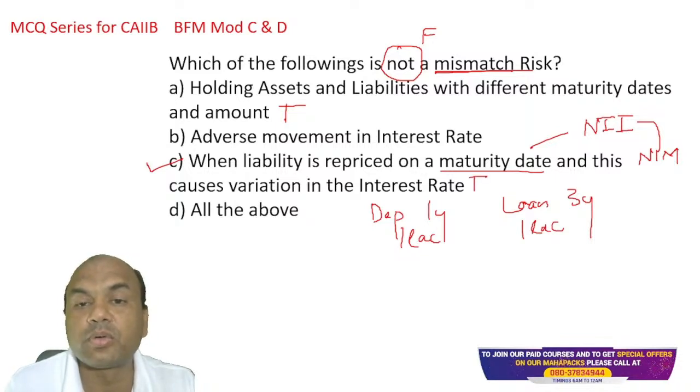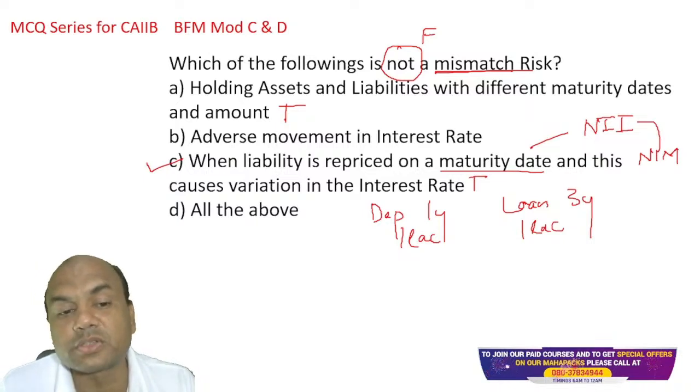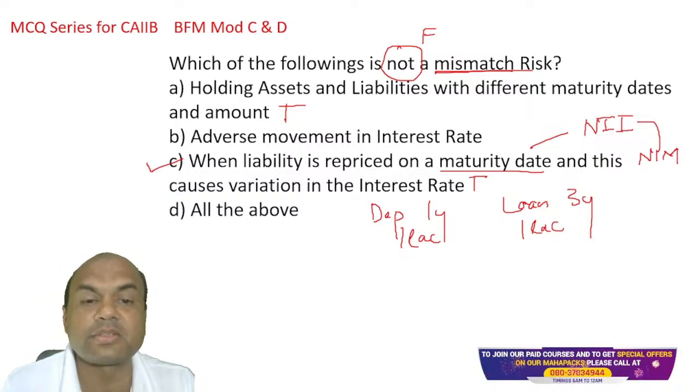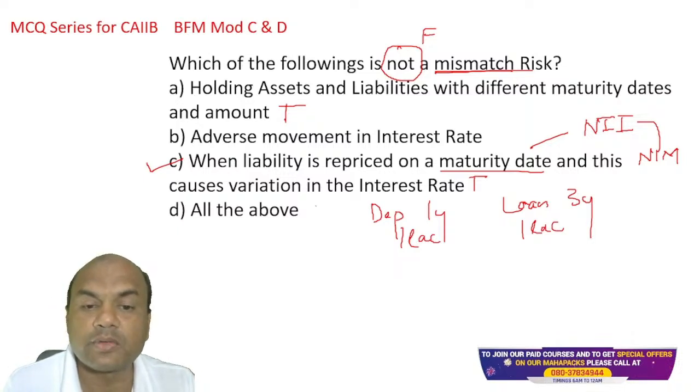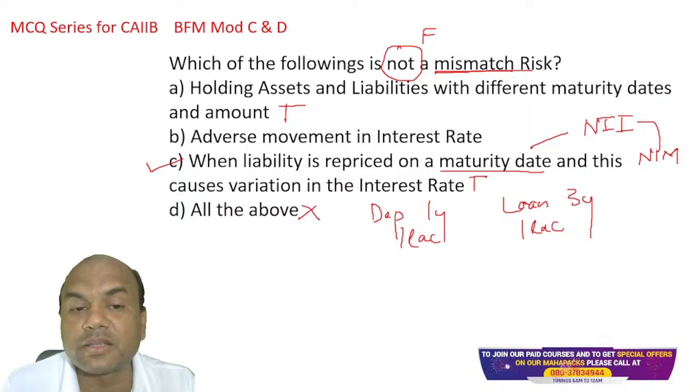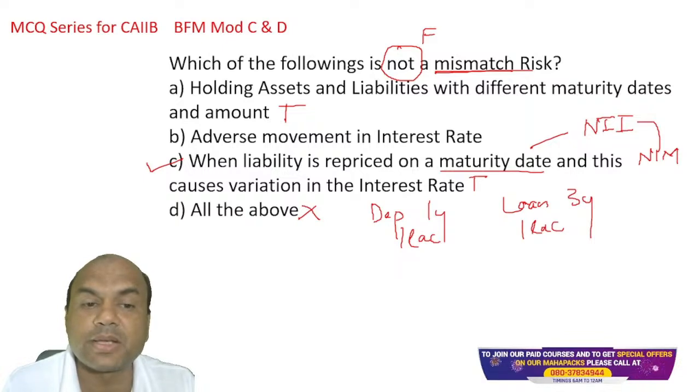This is also true, but I want false. So now we have to check the closest false. All of the above is not possible because these are the mismatch risks. So A and B are the mismatch risks, so all of the above is out. So which is the nearest one? Adverse movement in the interest rates. So this is not the mismatch risk.